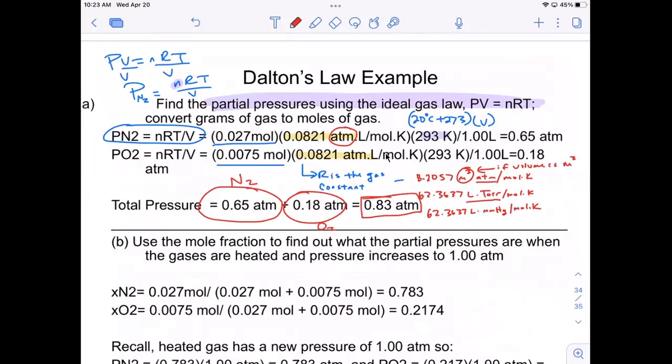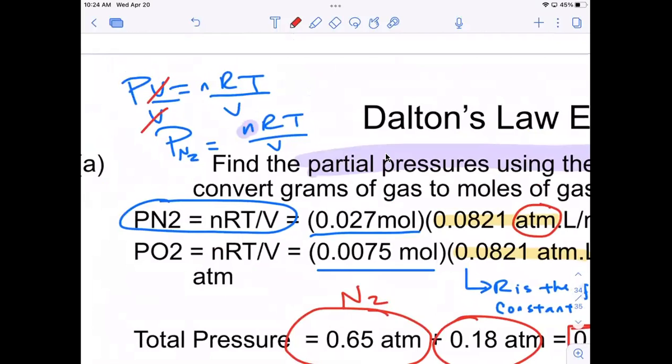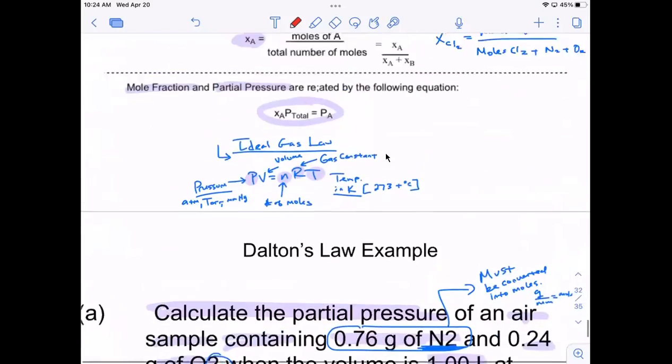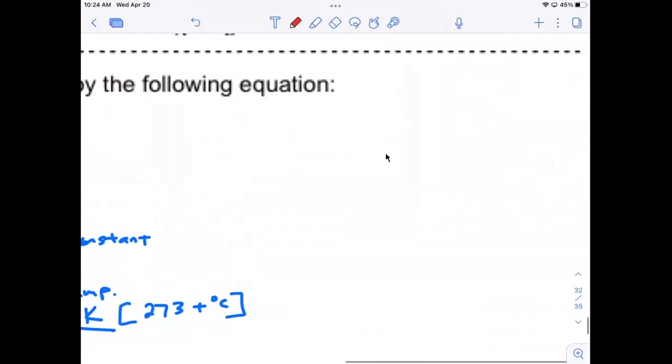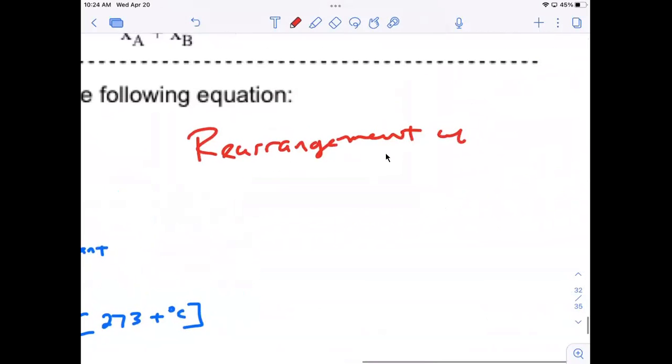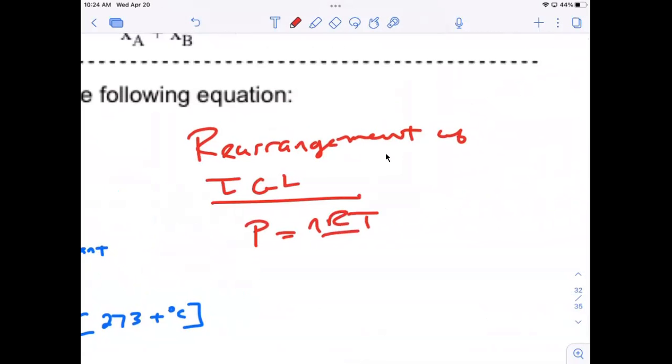So what we did was we took the ideal gas law and we rearranged it so that we could find the partial pressure based on the number of moles, the temperature, and the volume. And that's really the key with the ideal gas law, to learn how to rearrange it. So let's go back up to it. If PV equals nRT, if I want P, I can rearrange that. I'm just going to abbreviate that as IGL, ideal gas law. If PV equals nRT and I want P, it's nRT over V.